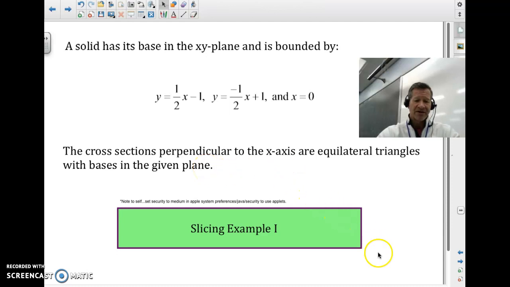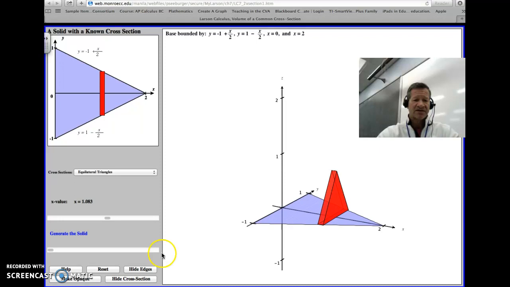I've got a little applet here that's supposed to show you how this looks. Let me see how well it's going to work for me here. It wasn't working too well when I was testing it, but if you graph the three lines they gave you, this is y = half x minus 1, I know they have it labeled wrong, and this is a graph of y = negative half x plus 1. They're both linear equations, and then of course x = 0 is the y-axis. You're going to get this triangle, okay? That is the base of a solid.